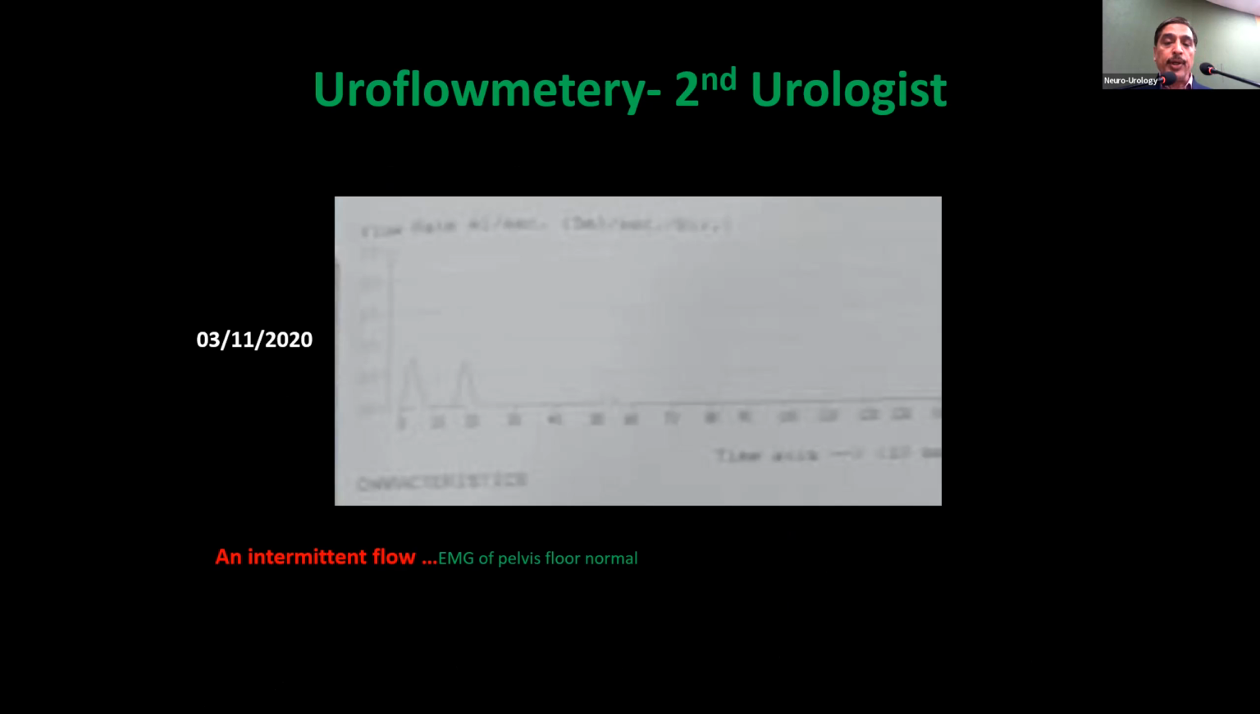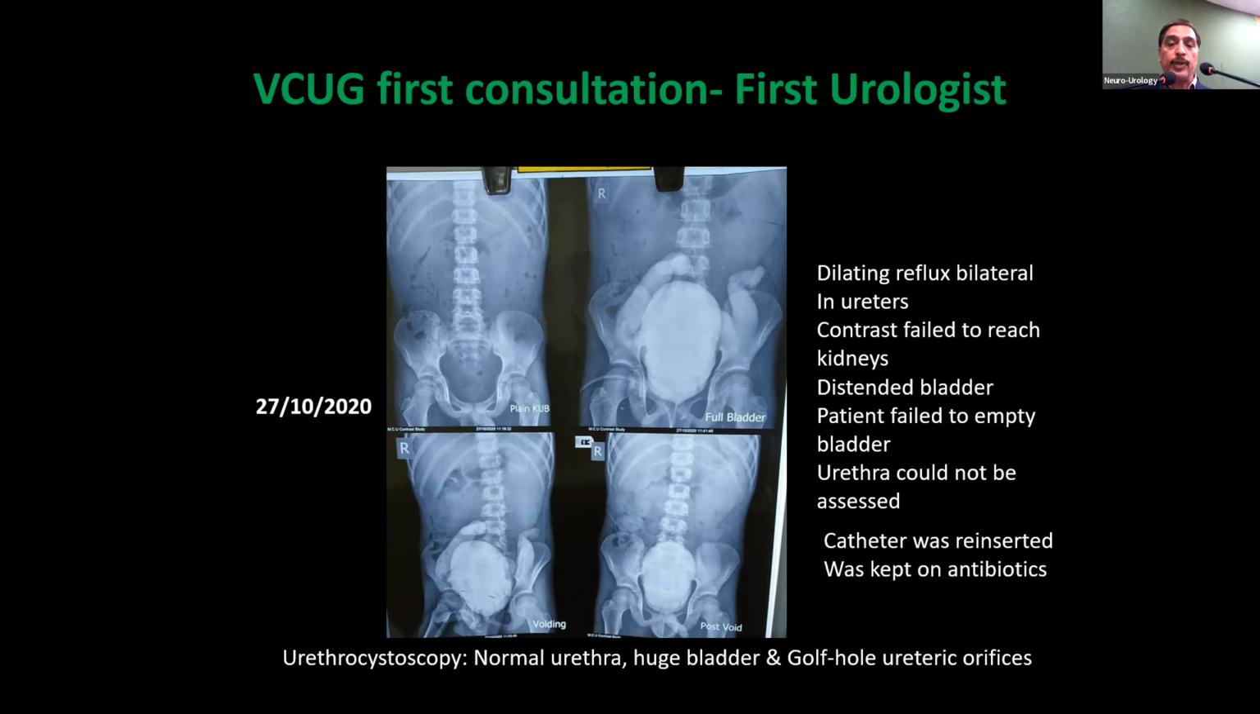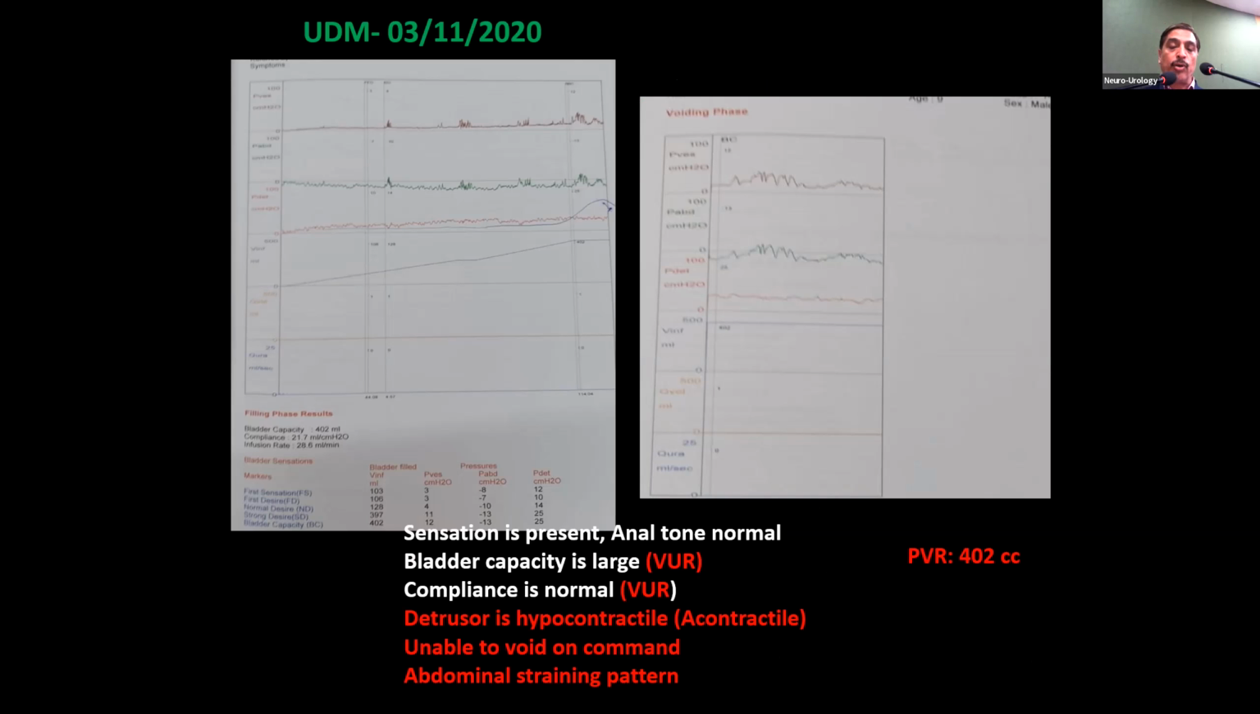This was uroflowmetry. These pictures were provided to me. Sorry for the hazy picture, but this was an intermittent flow. This was a urodynamic study done by the second urologist. So after the first urologist's treatment, the patient went to the second urologist. He advised uroflow and urodynamics at this particular juncture, where the patient was almost having retention or very severe difficulty in passing urine.